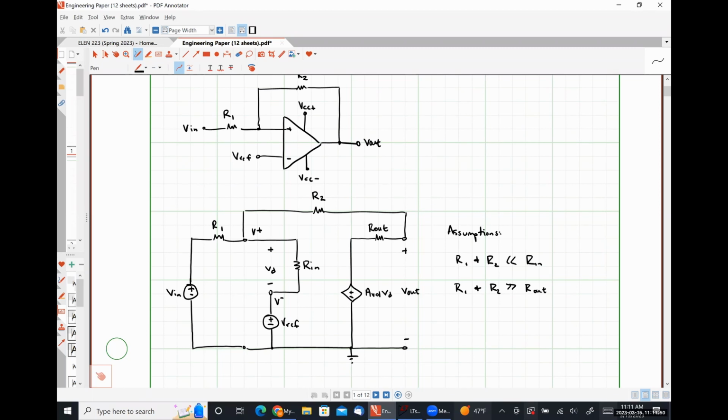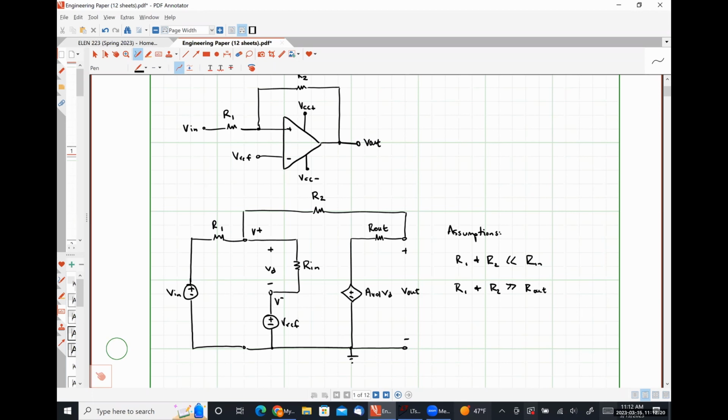So we are going to apply Kirchhoff's current law at our non-inverting input terminal. But we are going to use these assumptions here to make things a little bit easier. Okay, so let me talk about what this assumption, this one up top, specifically implies.